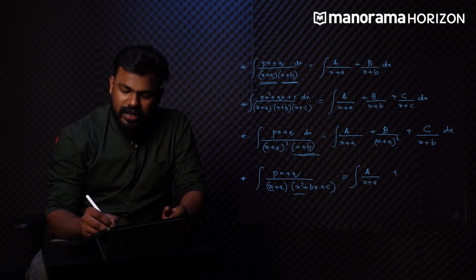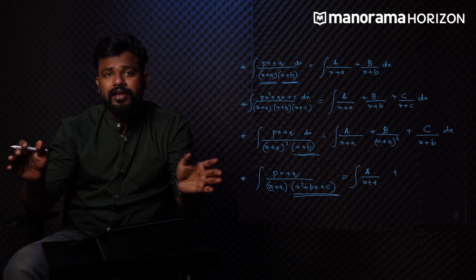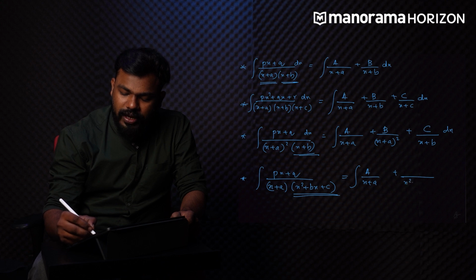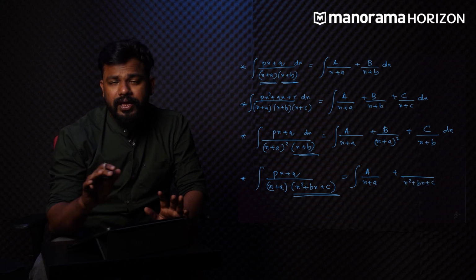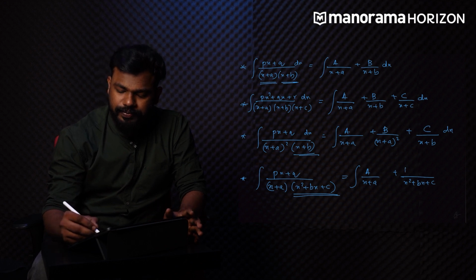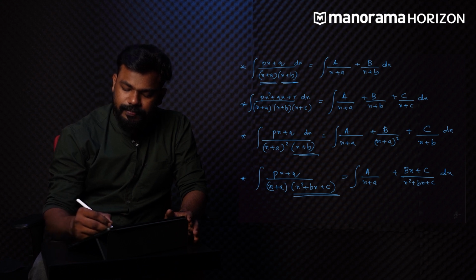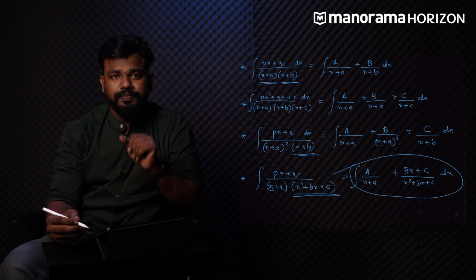The second one is having a quadratic polynomial, x square plus bx plus c. So if it is having a quadratic polynomial, what do you have to write? You have to write not b, not c separately. You have to write as bx plus c. So this is the way you have to write for the third one.